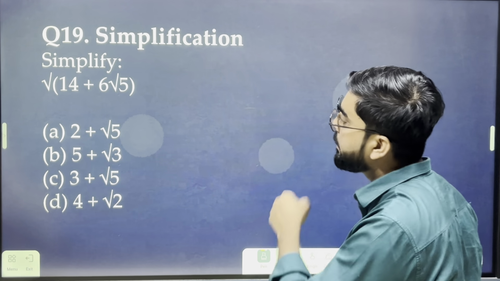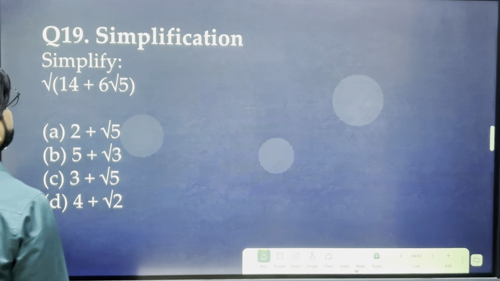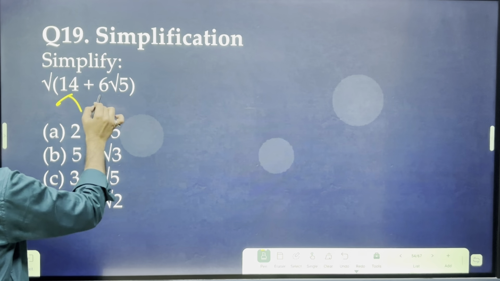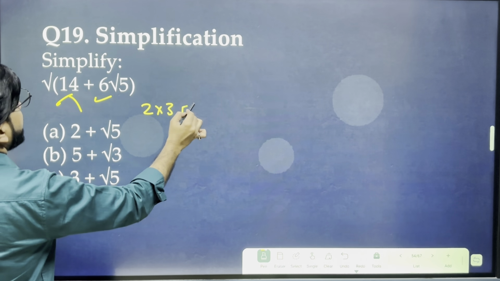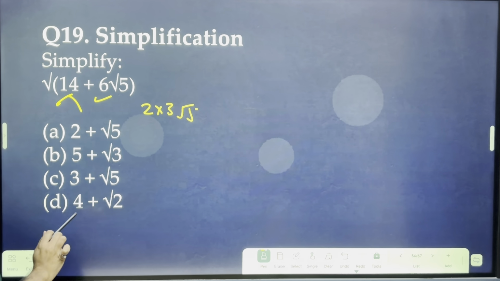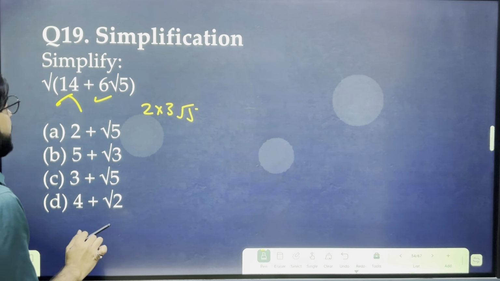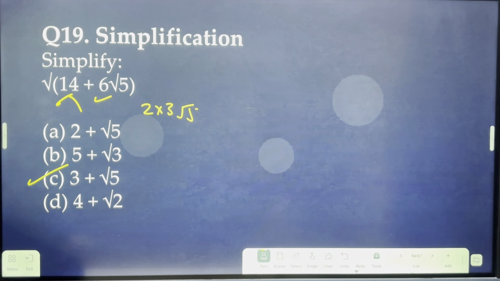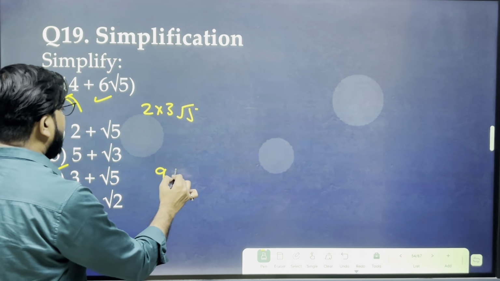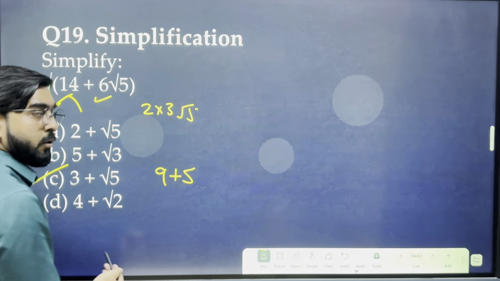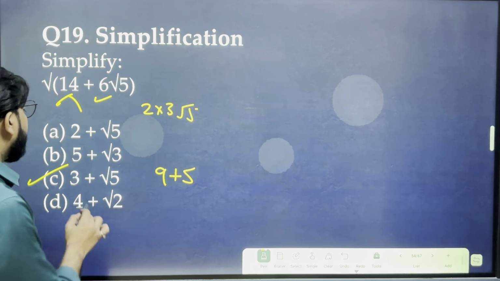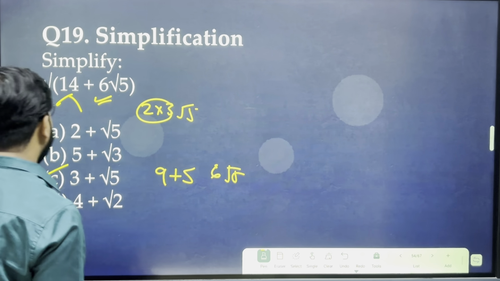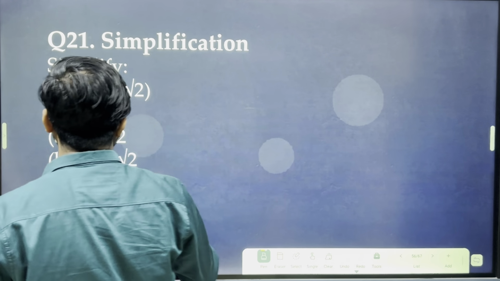Simplify this. Under root this, it means we have to make 14, and 2ab means this. Simply, this is the meaning. So that becomes 14. How? The square of 3, 9. The square of 5, root 5 is 5. 9 plus 5, 14, and 2ab. 2 3 is 6, root 5. Okay, option number C.